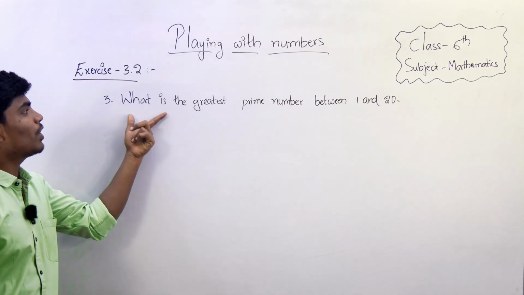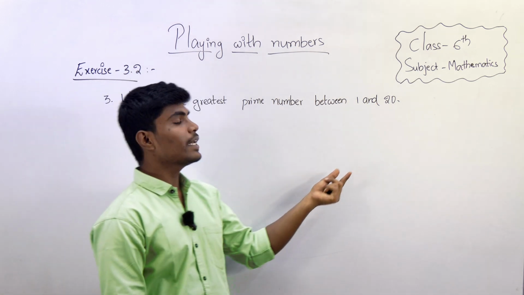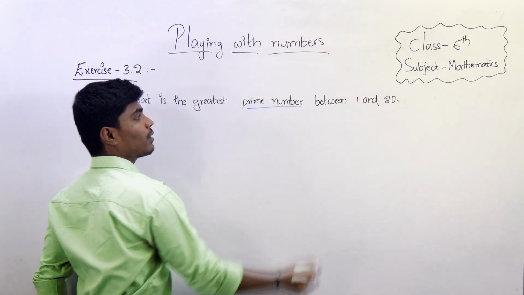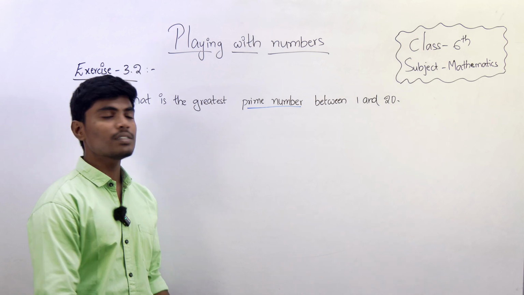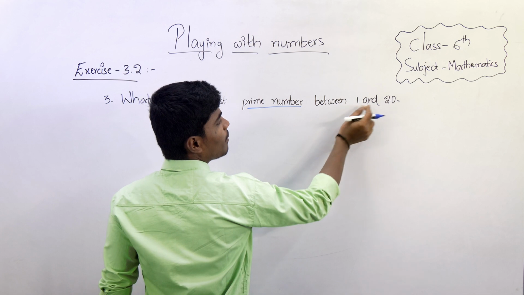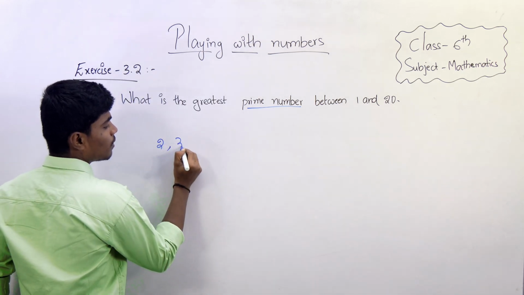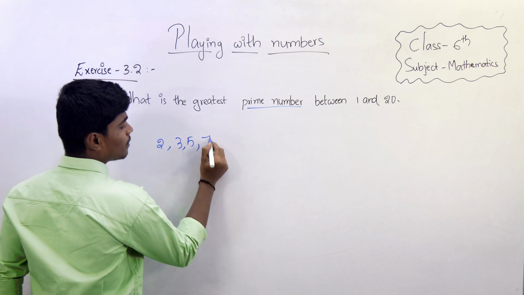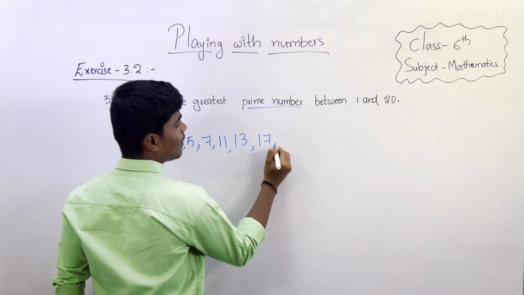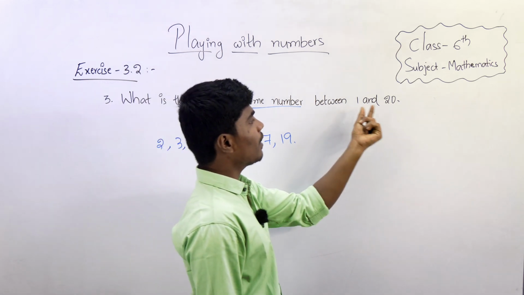Now, in the third problem, what is the greatest prime number between 1 and 20? See, he is asking for the greatest prime number between 1 and 20. First, what is a prime number? If a number has only 2 factors, then the number is called a prime number. Okay, now let's write the prime numbers between 1 and 20. The prime numbers between 1 and 20 are 2, 3, 5, 7, 11, 13, 17 and 19. These are the prime numbers between 1 and 20.